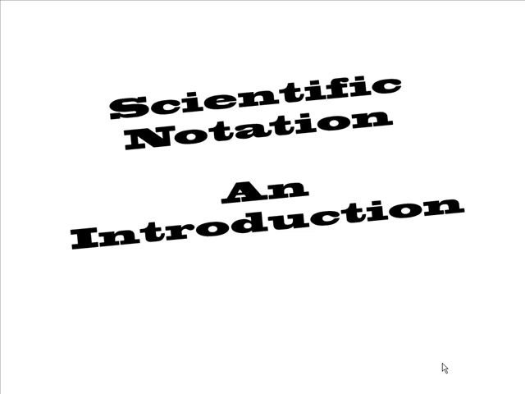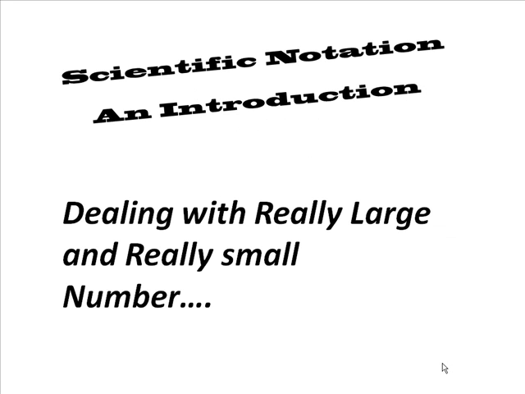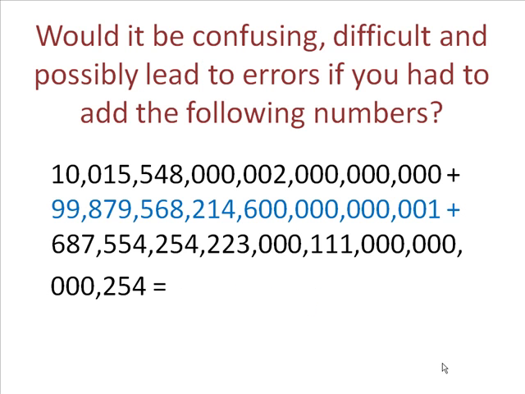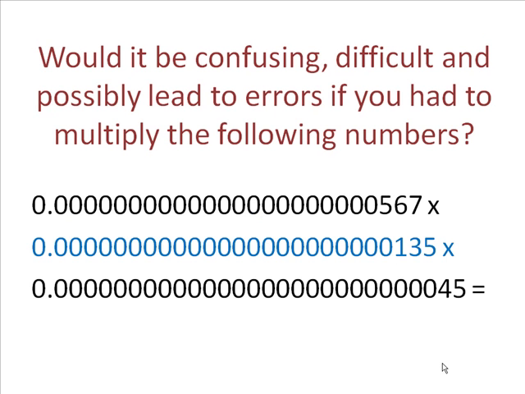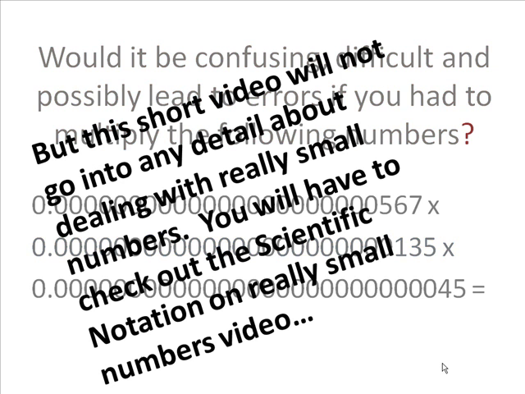Scientific Notation, an introduction. Dealing with really large and really small numbers easily. Wouldn't it be confusing and difficult and possibly lead to errors if you had to add the following numbers? Would it be confusing, difficult, and possibly lead to errors if you had to multiply the following numbers? Would it be confusing, difficult, and possibly lead to errors if you had to multiply the following really small numbers?